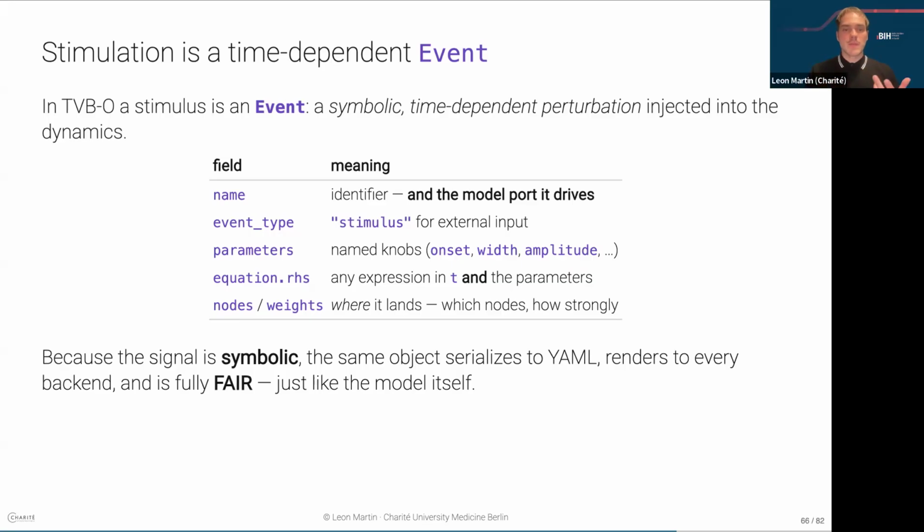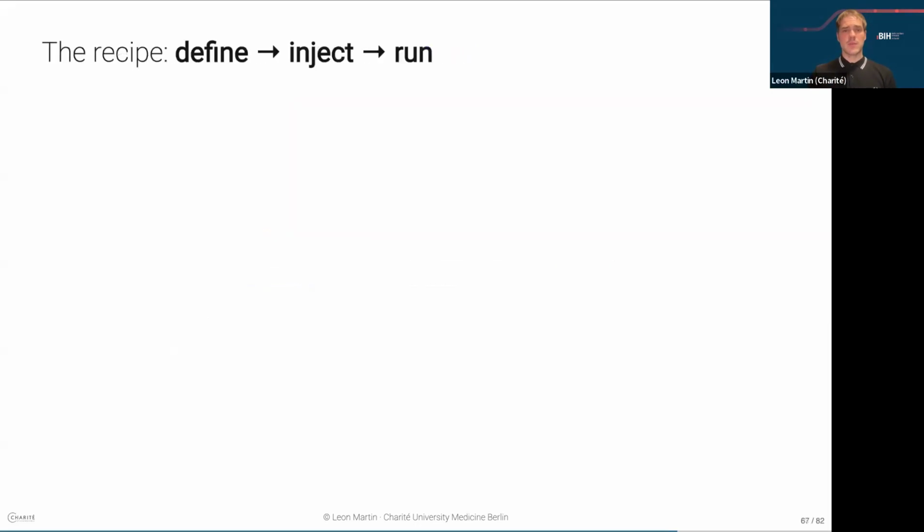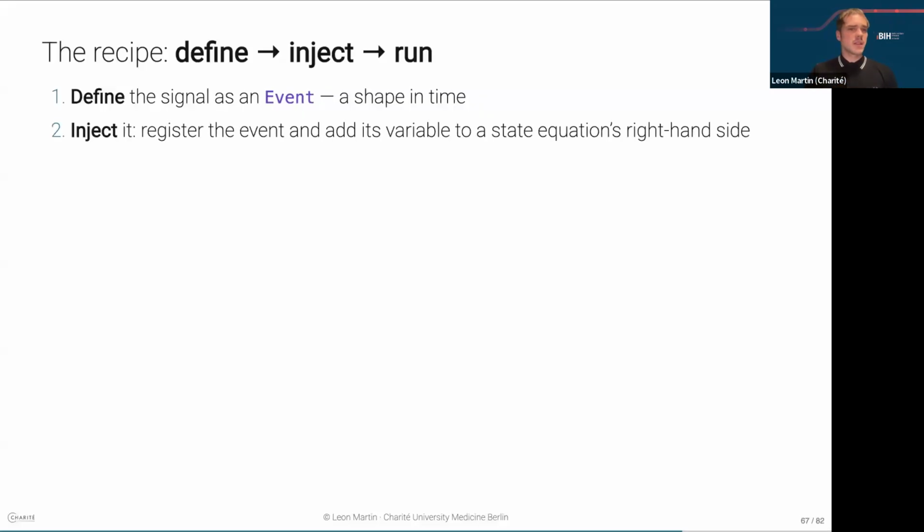And with this setup, the equation, we also have a fair, reproducible way of describing our stimulus, but we can also use a more complex stimulus to show you in the end. So the recipe would be defining the event, injecting it at the location where we want to start the stimulus, and then running this simulation.